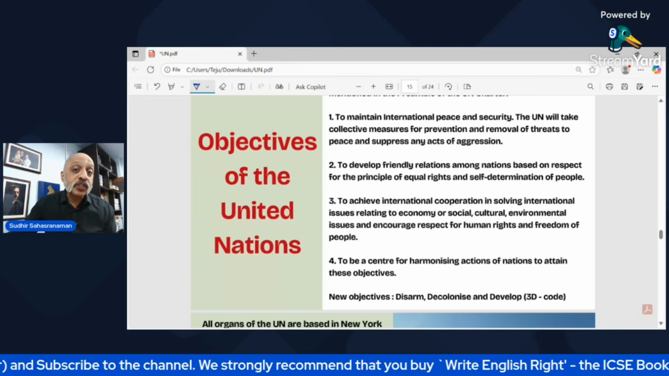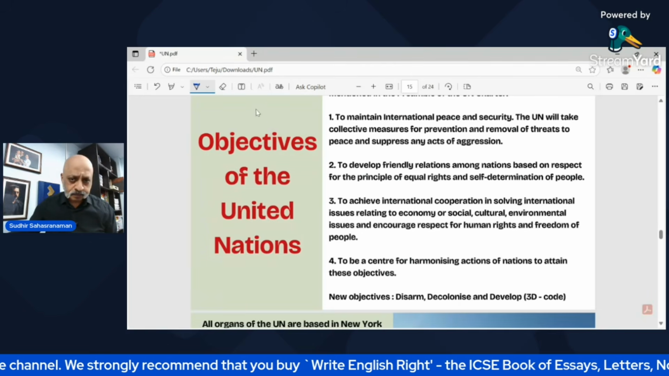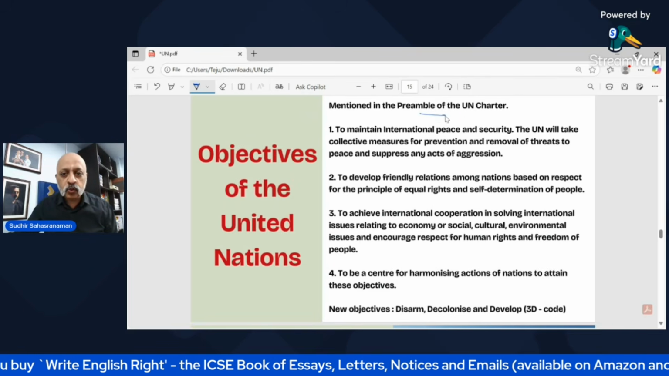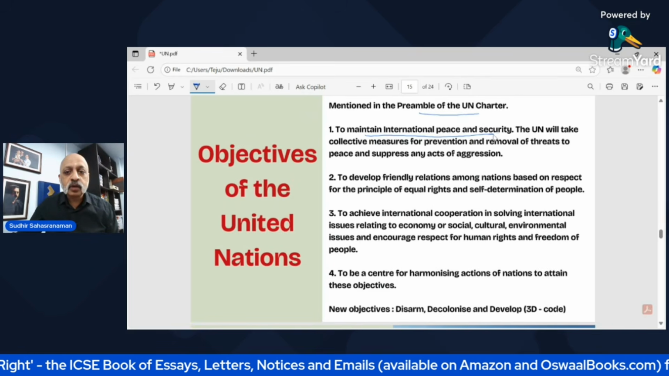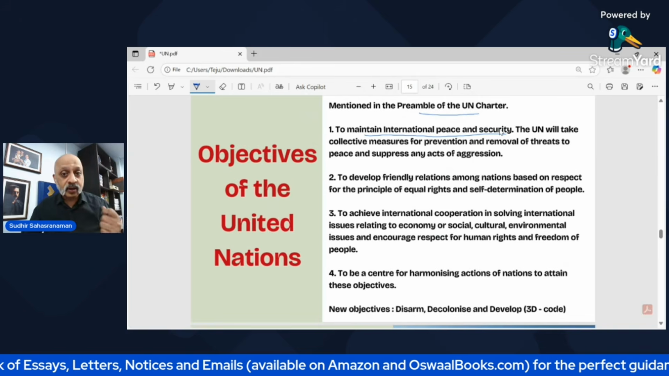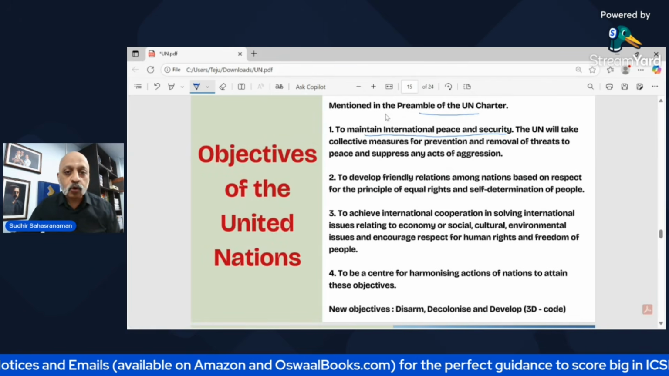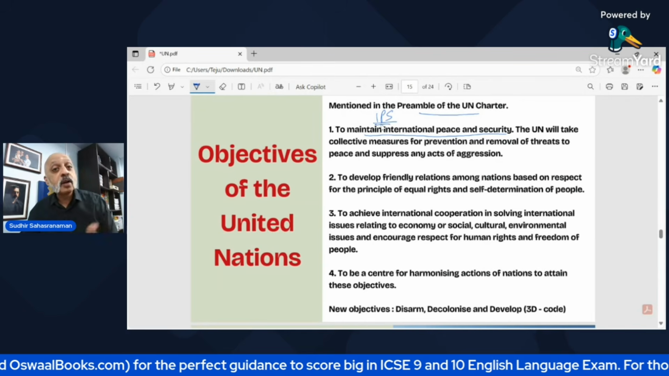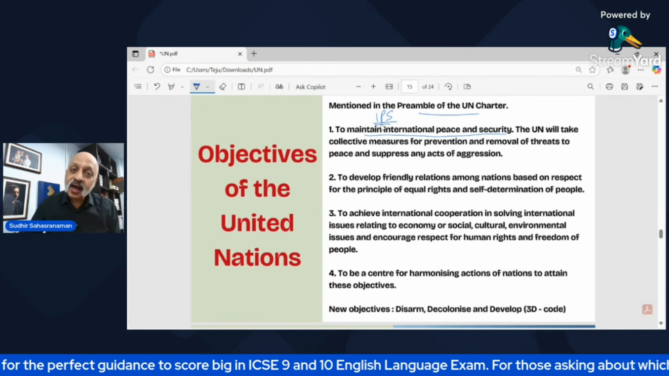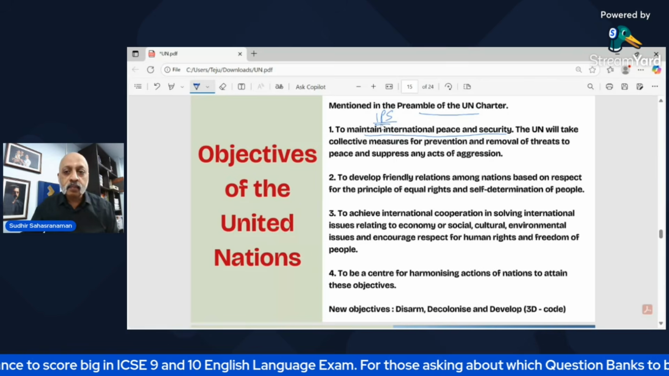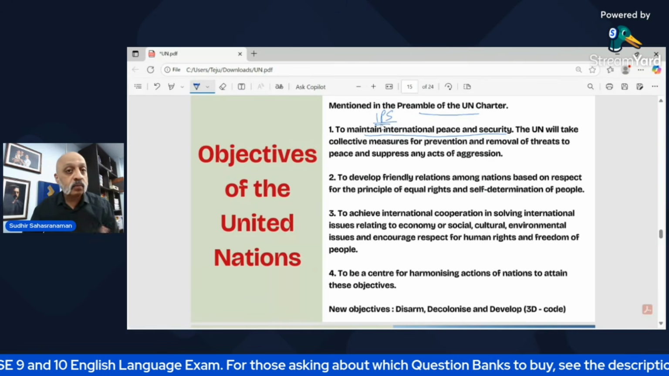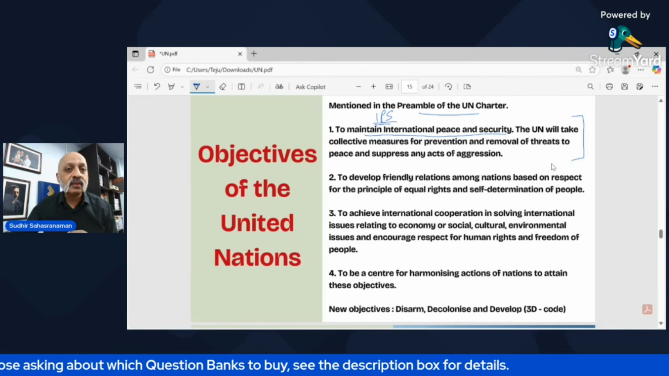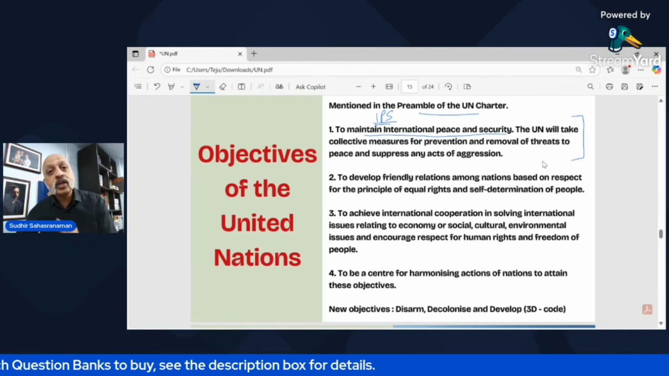Now, what were really the objectives of the United Nations? The first and the foremost one, of course, mentioned in the preamble to the UN Charter, was to maintain international peace and security. Most important, international peace and security. How could you remember this? IPS. IPS, you know, na? So international peace and security, you can remember it like that. And what the UN will do is take collective measures for prevention and removal of threats to peace and suppress any acts of aggression. Now, in a 3-mark or a 4-mark question, you need to flesh it out.